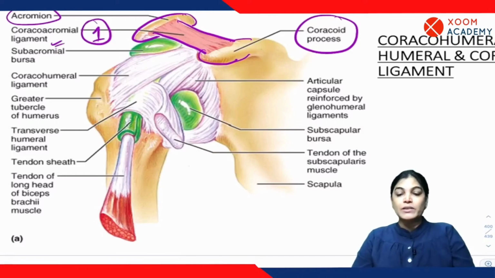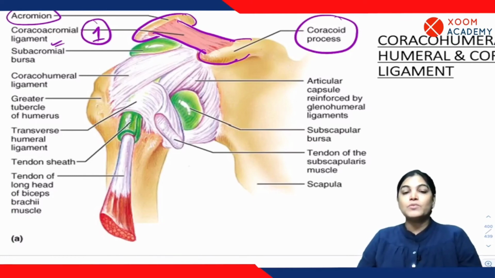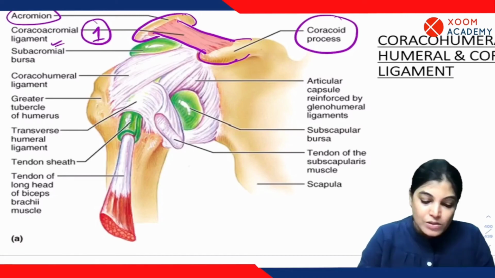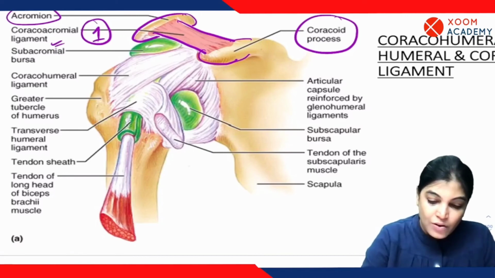This coracoacromial ligament is preventing superior displacement of the shoulder joint. It is a very important support. The coracoid process and acromial process together with the coracoacromial ligament are called the coracoacromial arch, which prevents superior displacement of the shoulder joint. We also have the other ligament, the coracohumeral ligament.